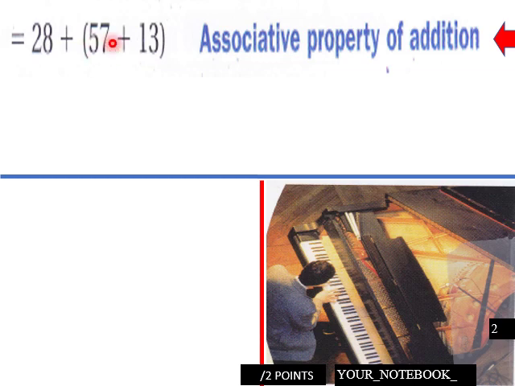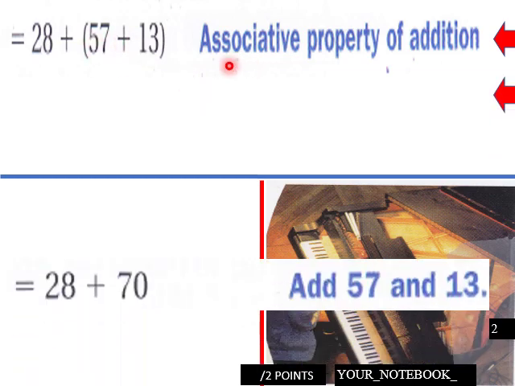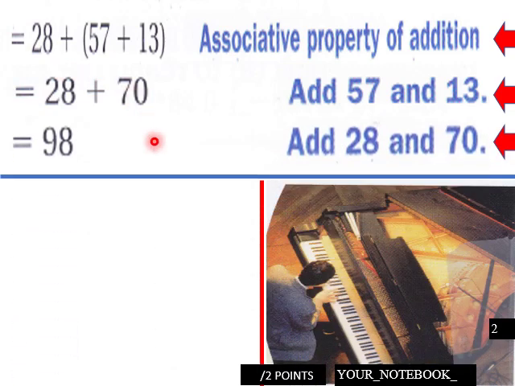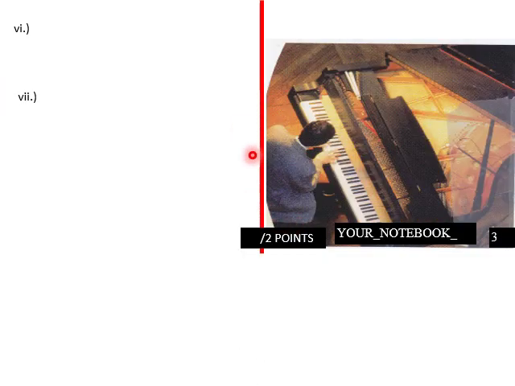When we can make different groupings here, that's the associative property. And then 57 and 13 is 70 plus 28. So what's 28 plus 70 is the question. It'd be 98. So that would be the simplified form of that expression.